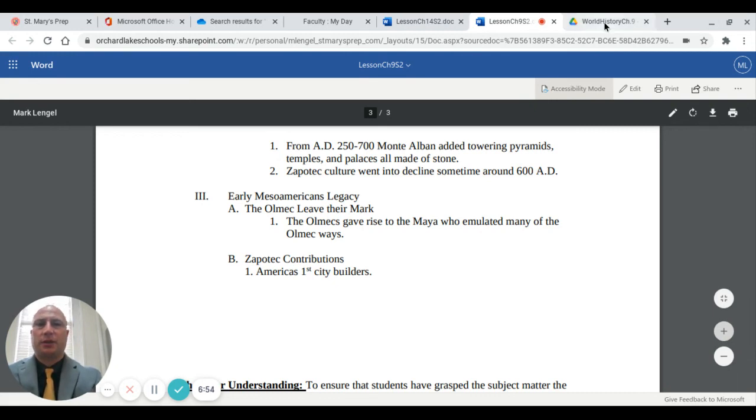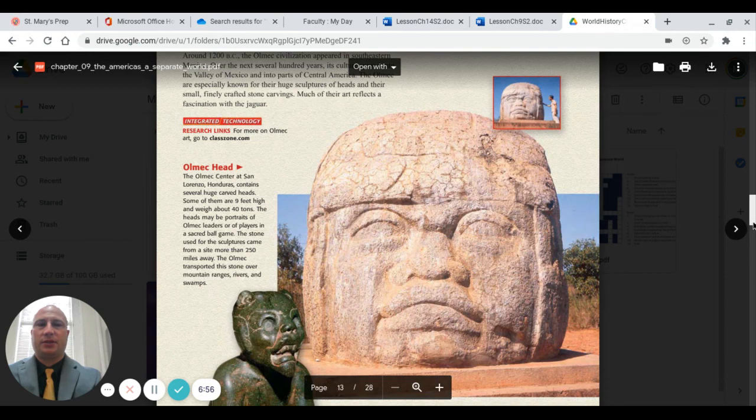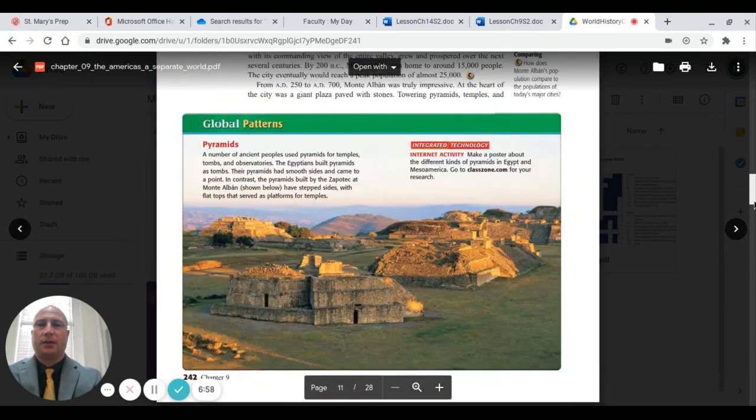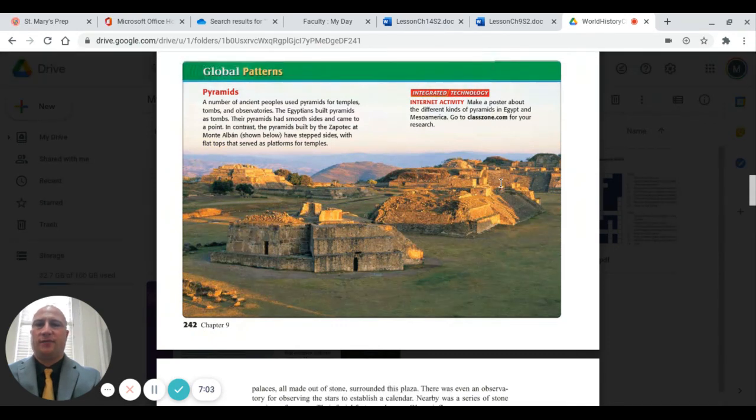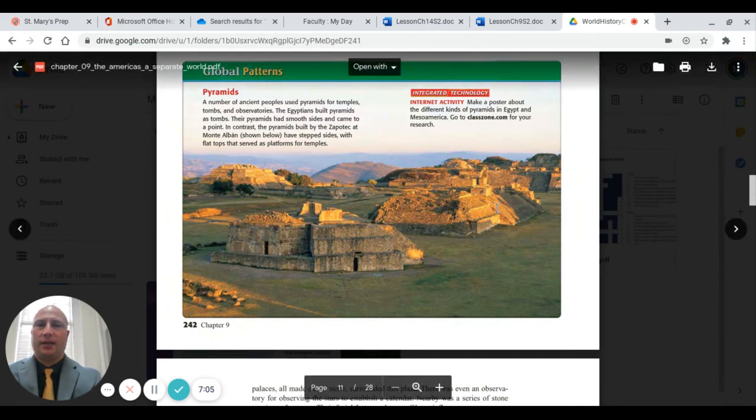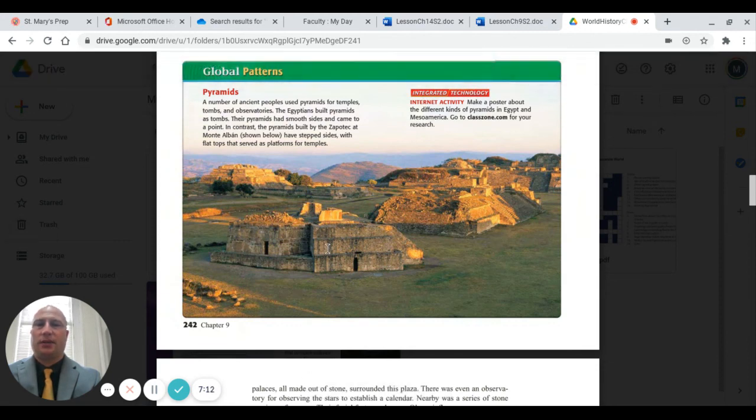There's one more picture that I want to show you from the textbook, which is of Monte Alban. This is what Monte Alban, some of the ruins, look like today. You can visit them in the Oaxaca Valley, and they have tours that you can go and see these exhibits and some of the steps of these pyramid-like structures.